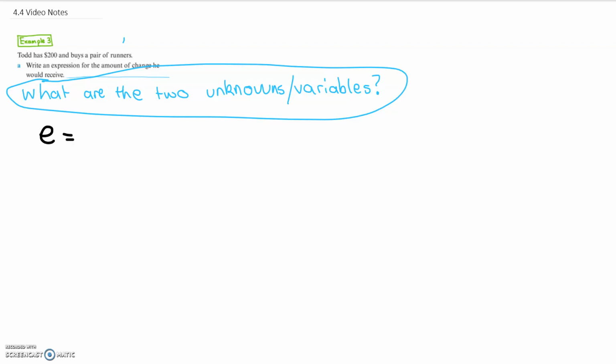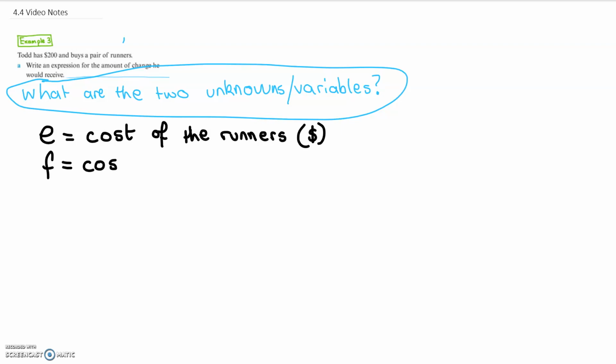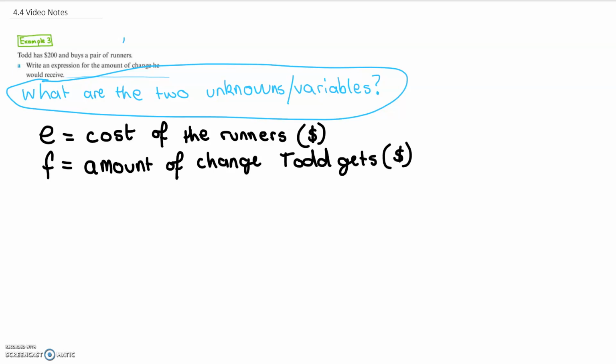So let's call E the cost of the runners. And I'm going to specify that's in dollars. And the F is the cost. Nope. It's the amount of change he gets, because the amount of change he gets depends on how much the runners cost. And that's in dollars as well. Cool, so we've got some variables now.